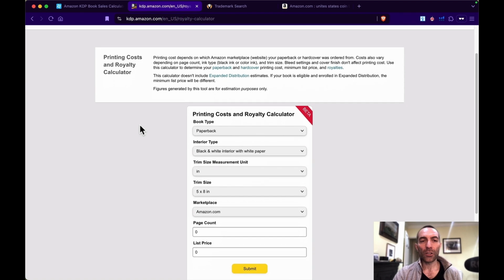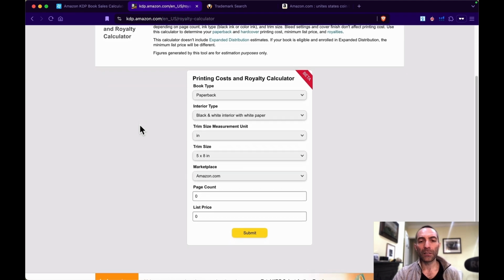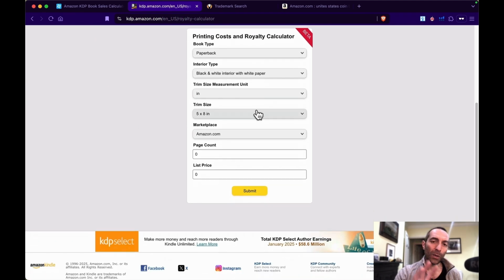I use that one in conjunction with the actual KDP Amazon.com royalty calculator. This one and that one, they allow me to see if a book is selling, how much is selling per day and per month.